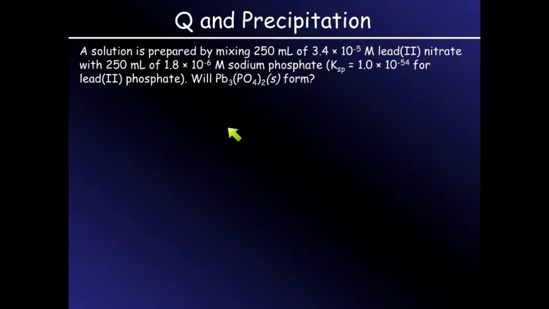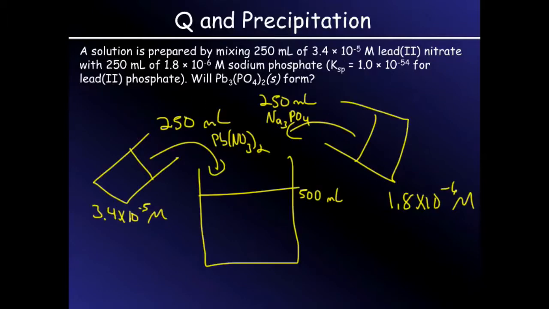Here's a practice problem. A solution is prepared by mixing 200 milliliters of 3.4 times 10 to the negative 5 molar lead-2 nitrate with 250 milliliters of 1.8 times 10 to the negative 6 molar sodium phosphate. The KSP for lead-2 phosphate is given. Will lead-2 phosphate form?